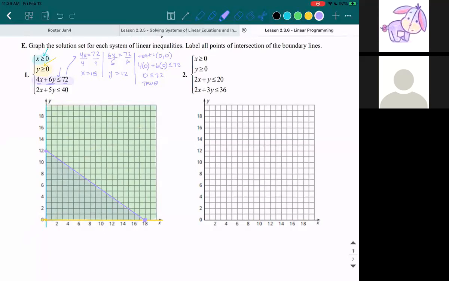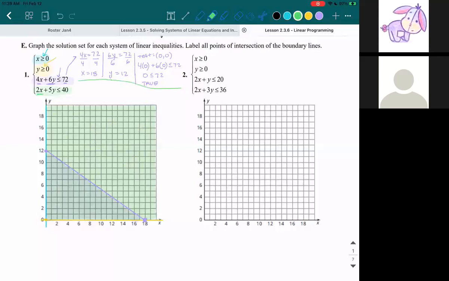Okay, so we got this nice, neat triangle, but we have one more inequality to graph. My leftover color is green, so I'm going to graph that last one in green. Let's take a look at what happens here. We have another inequality in standard form. Standard form, remember, is when x and y are on the same side. So we're going to find our x-intercept and our y-intercept.